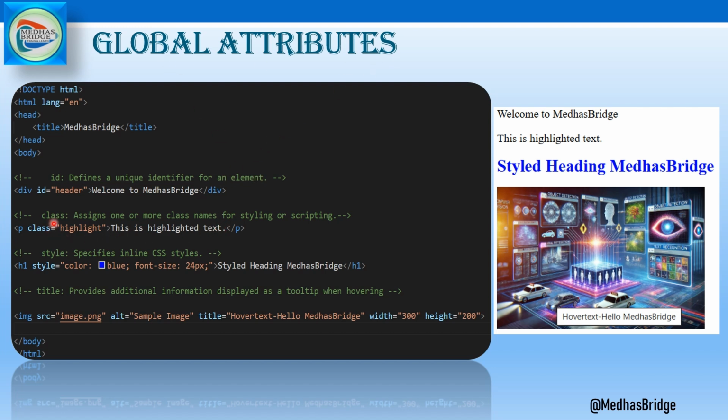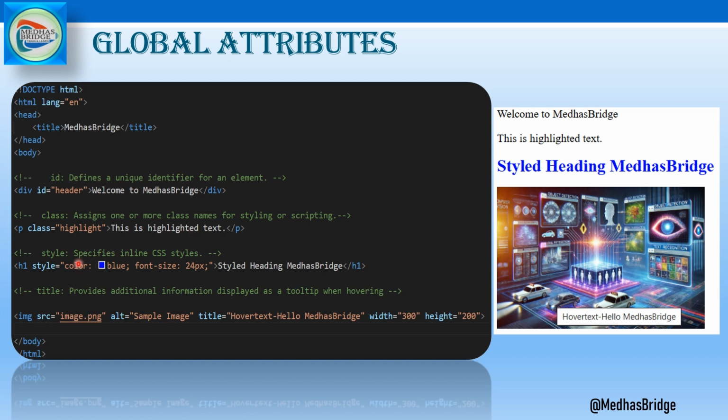Next one is class. Class assigns one or more class names for styling or scripting. So class equal to highlight, this is a highlighted text. If you define a style for this class, then that group will have that property. We will see more when we are talking about CSS.